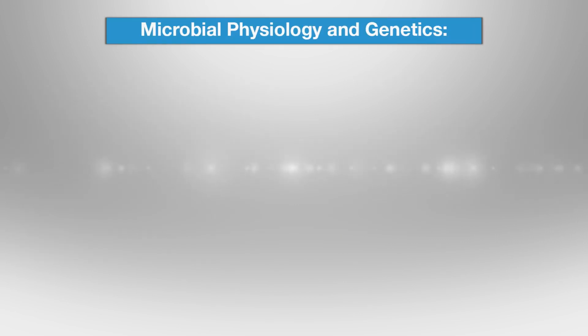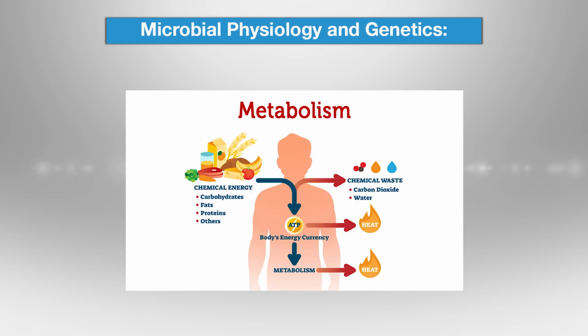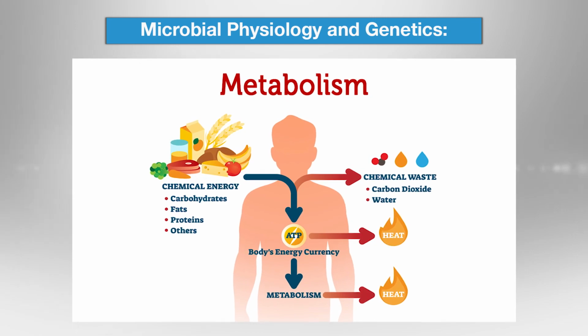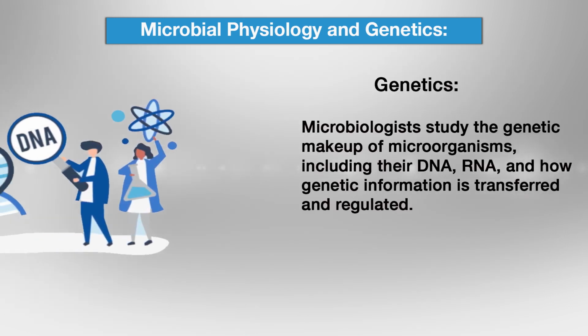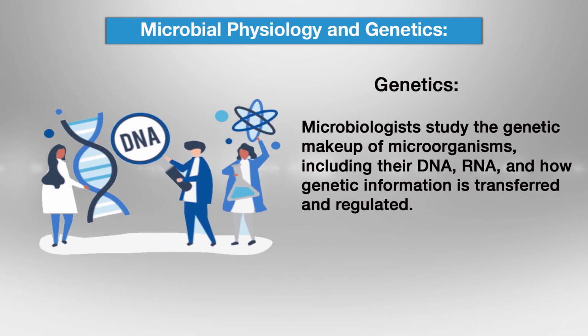Microbial physiology and genetics. Under this you had understood metabolism. Metabolism, where microorganisms play a crucial role in nutrient cycling, breaking down organic matter and producing important compounds like oxygen and nitrogen. Genetics, microbiologists study the genetic makeup of microorganisms, including their DNA, RNA, and how genetic information is transferred and regulated.